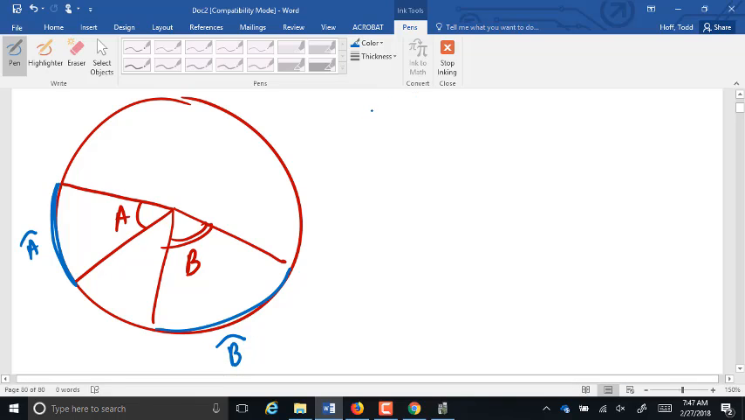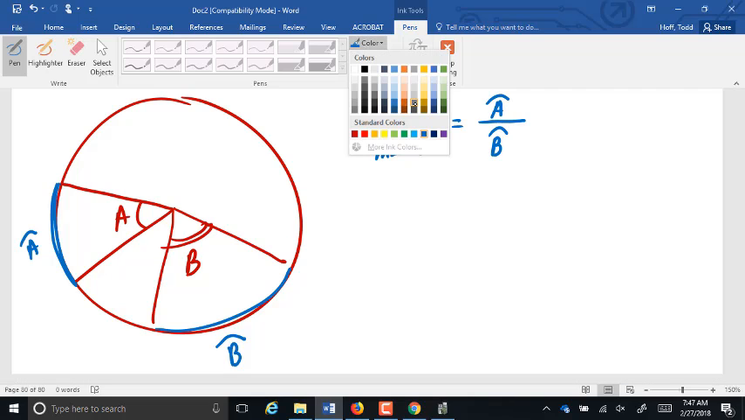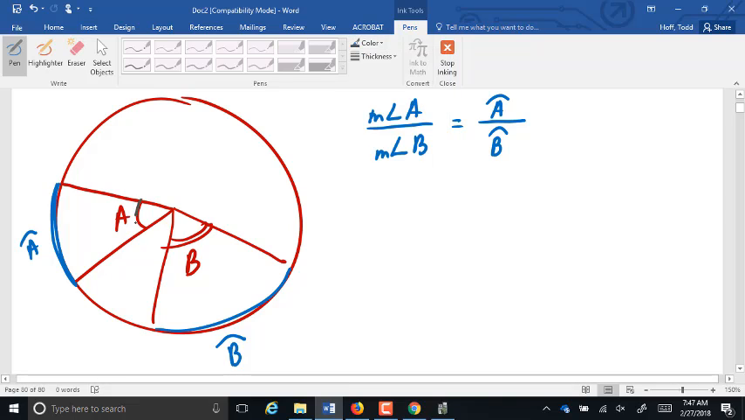The ratio of the angles. Now that little M in front says the measure of angle A, the degrees of angle A. That means degrees of angle B. The ratio of the angle measurements is equal to the ratio of the arc lengths. So if I tell you that this is a 30-degree angle, and that this arc length out here is 12 millimeters.